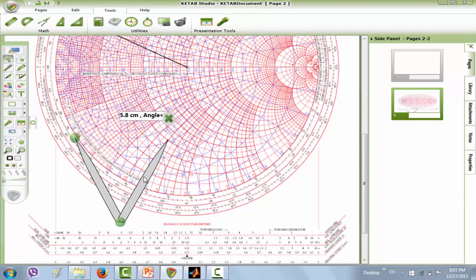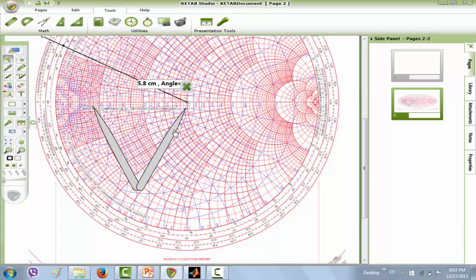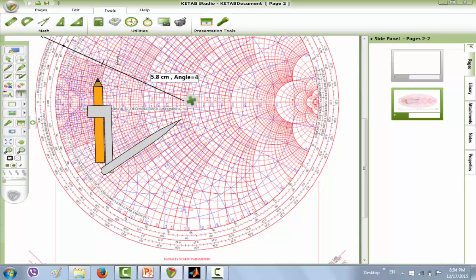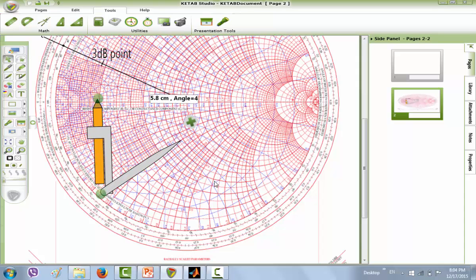and back to our line, starting from the origin, determine the 3 dB point. So this is the 3 dB point. Okay. Now we'll start drawing the constant gain circles.